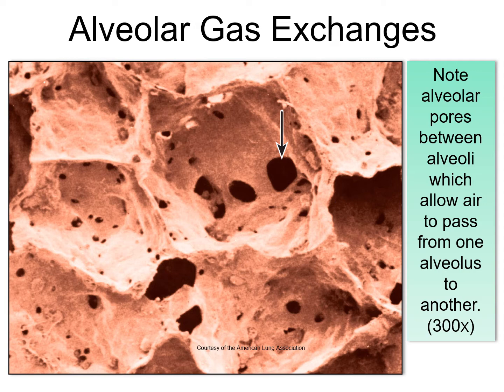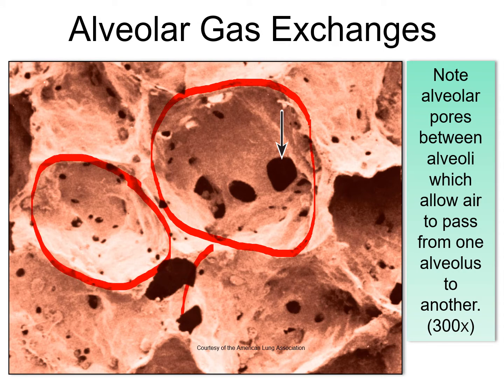This photograph, which is magnified 300 times, is showing some of the alveoli that have been sectioned. So what we've got here is an alveolus, part of which again has been cut. We have another one over here and another one over here. Remember, these are simple squamous lined.